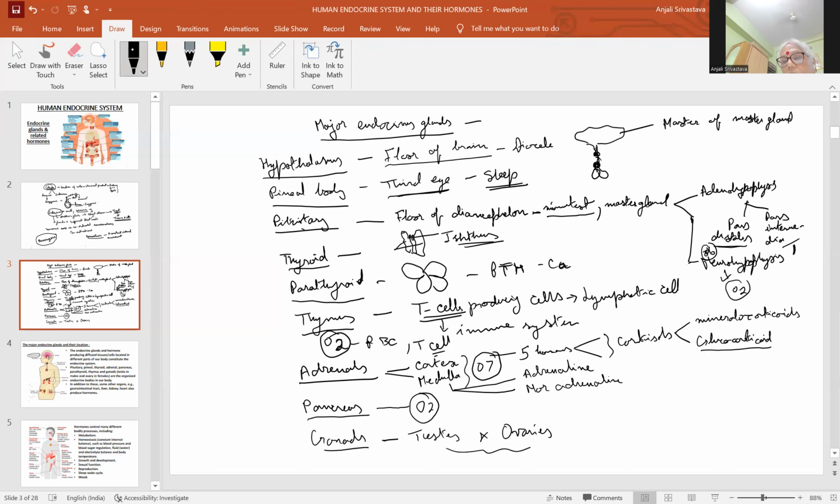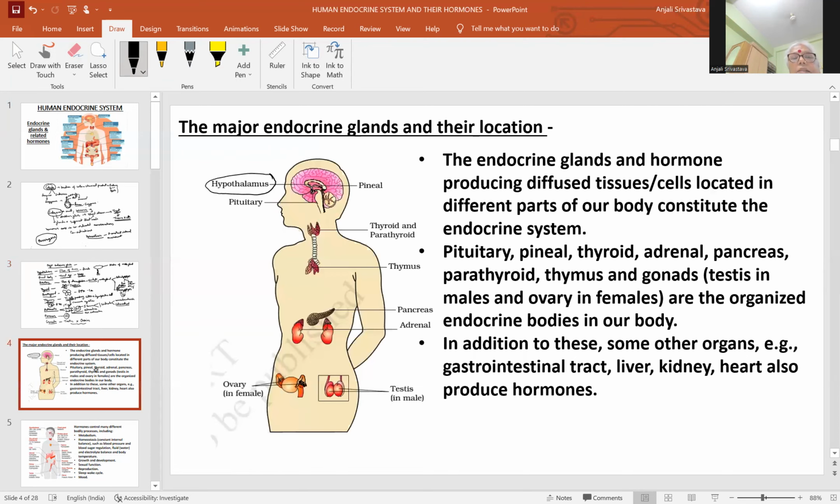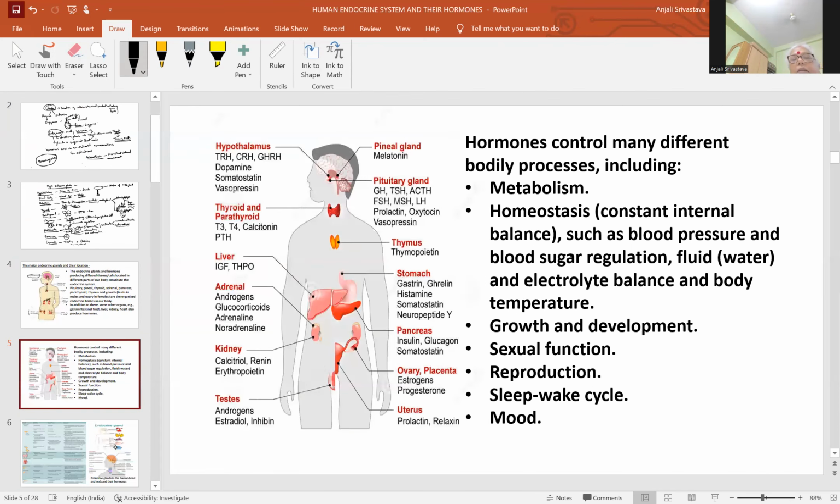What secretions and hormones the testis and ovary make, and what their structure is, we have seen in great detail when we were doing the reproductive system. Now, these are the major endocrine glands. Here you can see the hypothalamus, pineal gland, pituitary gland, thyroid and parathyroid, thymus gland, pancreas, adrenal, then testis in male and ovary in female. And this is in short the hormones secreted by these endocrine glands.